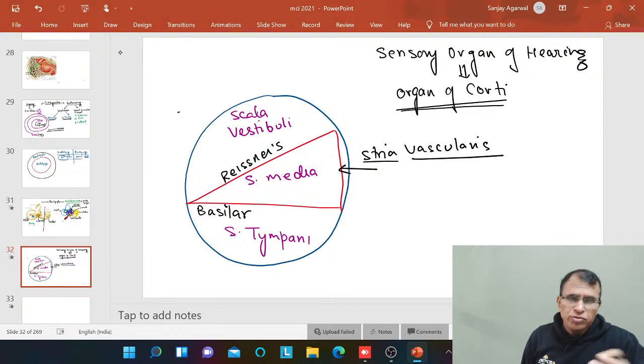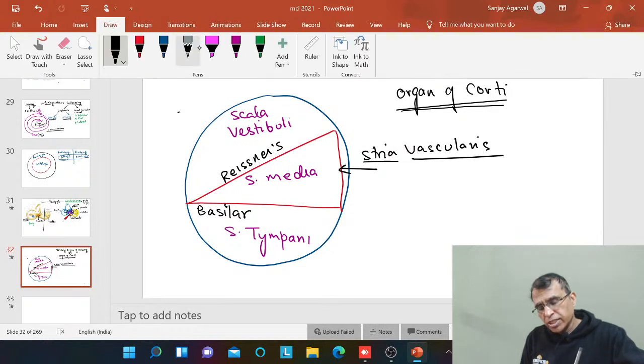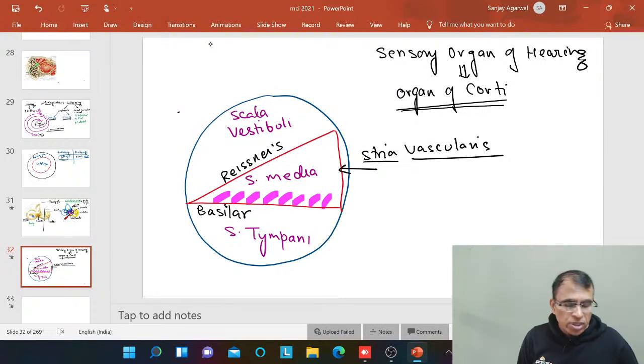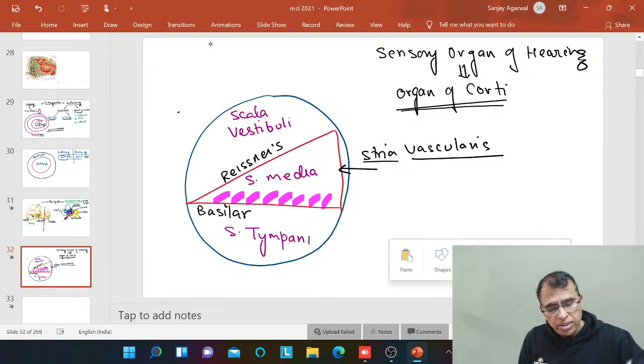And for the organ of Corti, you have to know two things. A, where is it present in the cochlea? It is present on the basilar membrane. So, if you can see the organ of Corti, it is here on the basilar membrane. Therefore, you can say it is in the scala media. Anything on the basilar membrane will be in the scala media, isn't it? So, that's one thing you have to remember about the organ of Corti: where is it present?